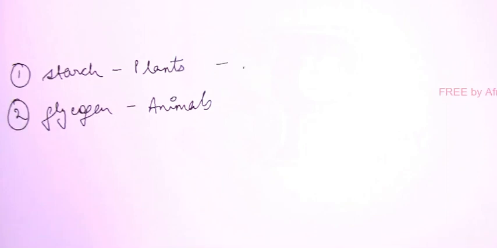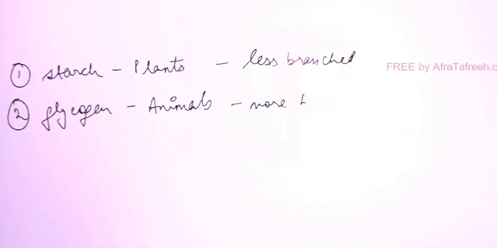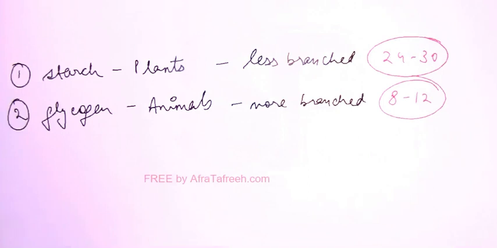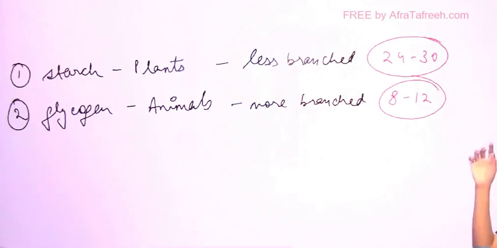Now, starch is less branched, but glycogen is more branched because the branching point in starch comes after 24 to 30 glucose residues, but the branching point in glycogen comes after 8 to 12 glucose residues. That means, let's say this is a branch in starch, then 24 to 30 glucose residues, then the next branch comes. Then again 24 to 30 glucose residues, then the next branch will come. But in case of glycogen, when there's a branch, just 8 to 12 glucose residues, again a branch, 8 to 12, again a branch. So glycogen is more branched than starch. So these were the differences between starch and glycogen.